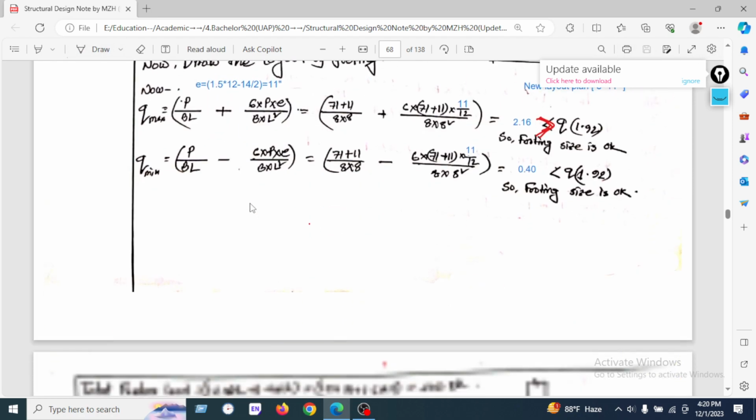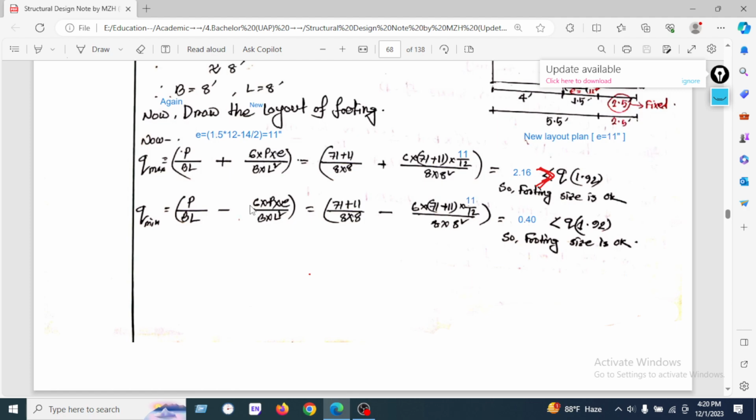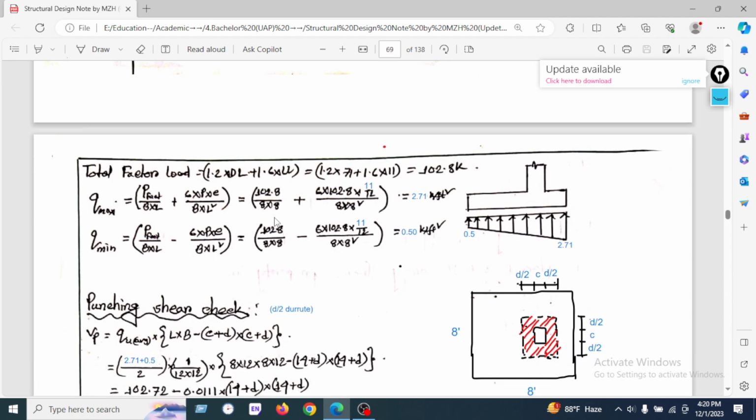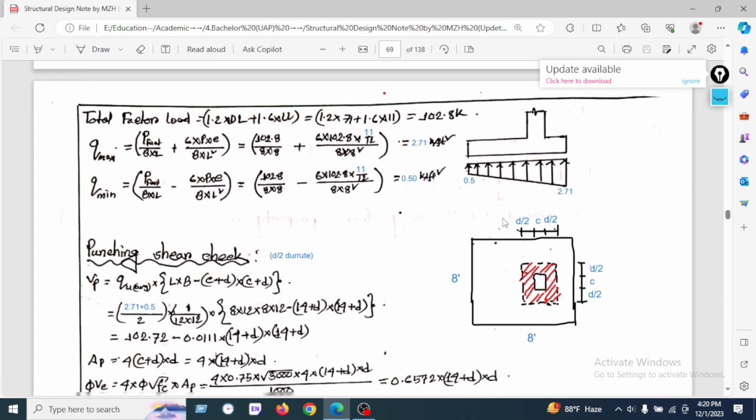Okay, let's start. Here is the total factored load: 1.2 dead load plus 1.6 live load. Here is the factored load, and we have used the same maximum value, and we have found the q max is 2.71. Here is the 2.71, and the other is the minimum soil bearing pressure, which will be minus, and the same value we have found, 0.50 kips per feet square.